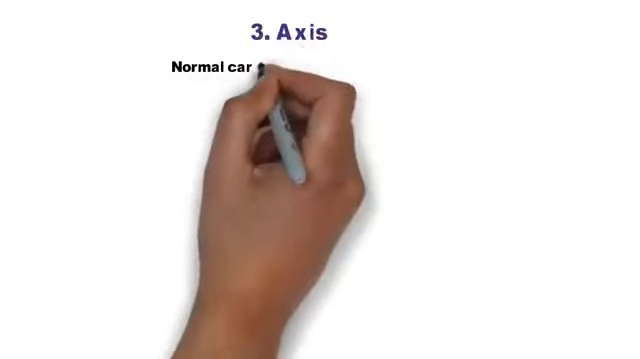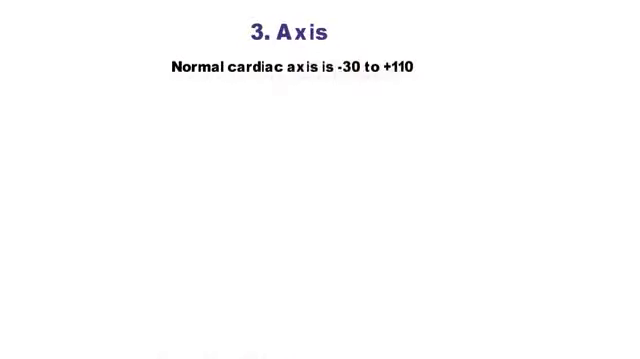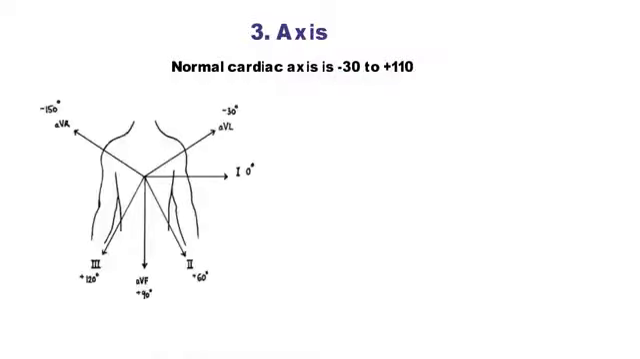Now step 3 is to calculate the axis. First of all, the normal cardiac axis is from -30 to +110 degrees. And to know about the axis, we first need to know about the 12 lead ECG. There are 3 bipolar leads, which are lead 1, lead 2 and lead 3. And 3 unipolar leads, which are augmented voltage leads, that is AVR, AVL and AVF. And there are 6 chest leads, which are V1 to V6.